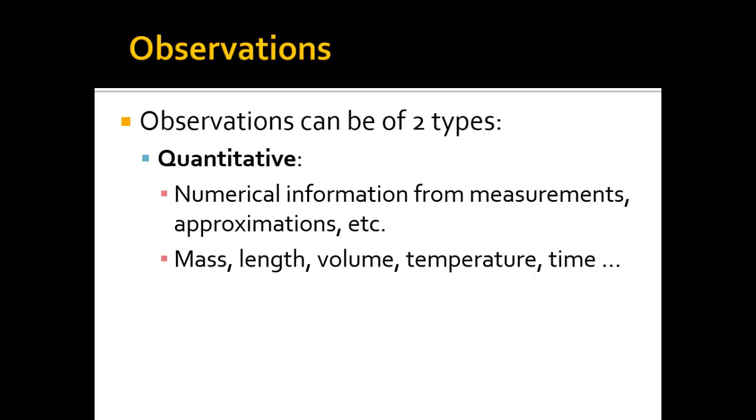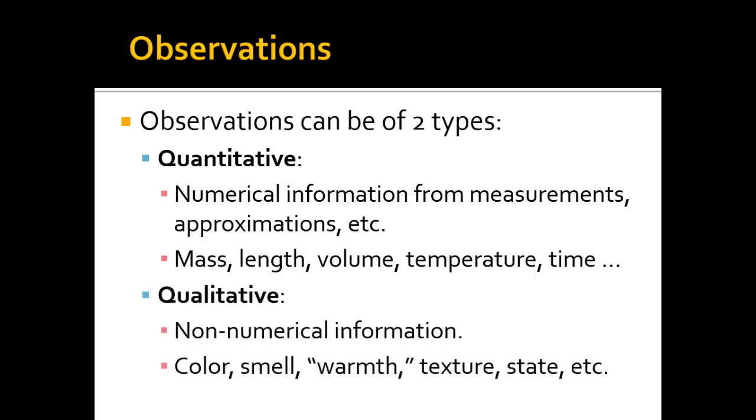On the other side, we have qualitative observations. Qualitative observations are those things that don't have a number. So something like a color. We can't describe color using a number very easily. We can't describe a smell using a number. Just describing perhaps that a reaction is getting warm in a flask or a test tube, you would say the test tube got hot. Well, that's not a number, but it is a qualitative observation.